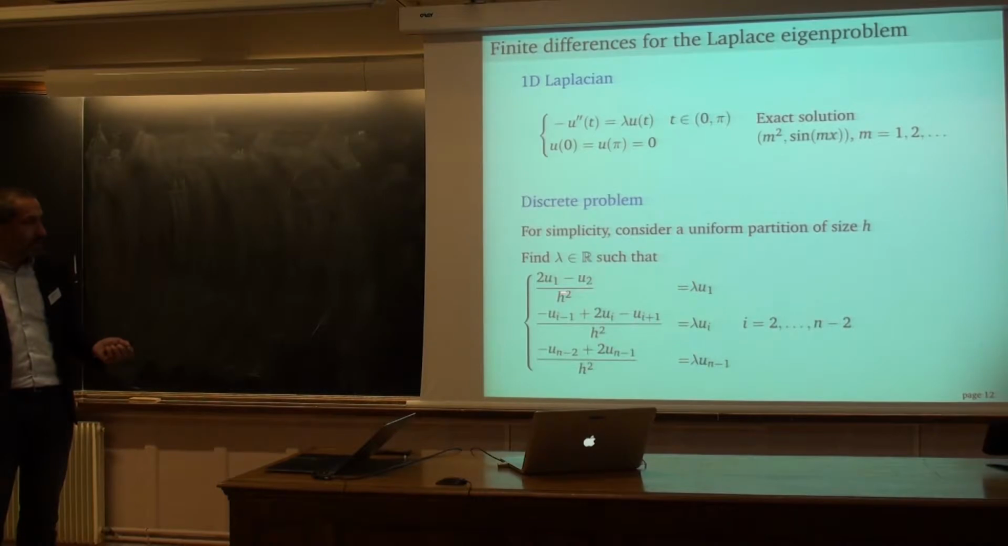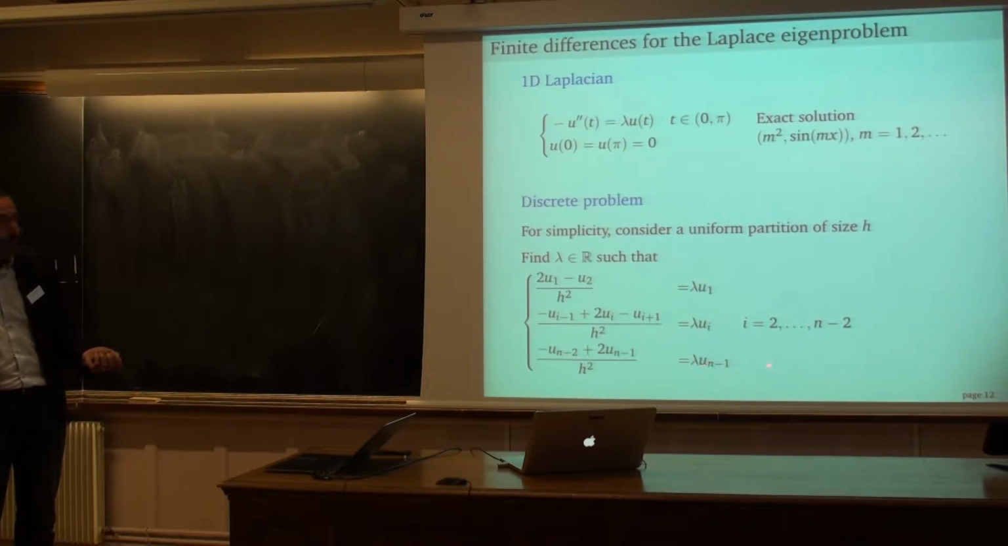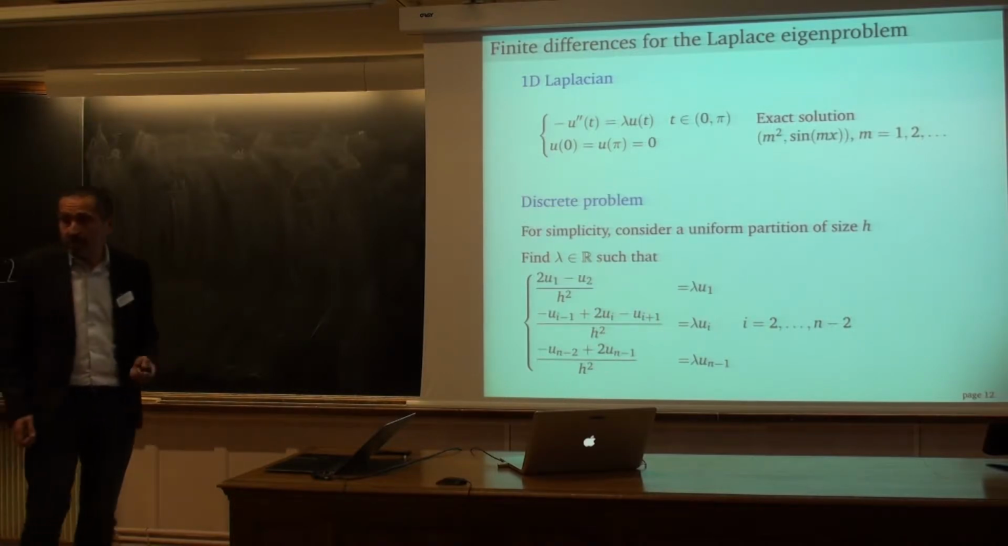The first point, u0, would be 0 because we have Dirichlet boundary conditions. So the first line is the line corresponding to u1, not to u0. And you don't have u0 here because it's 0, so you have only this part of your system. And the last line is for n minus 1. You don't have un because un is equal to 0, again for the other boundary condition. And then you have this equation here. Okay, so this is very, very basic.